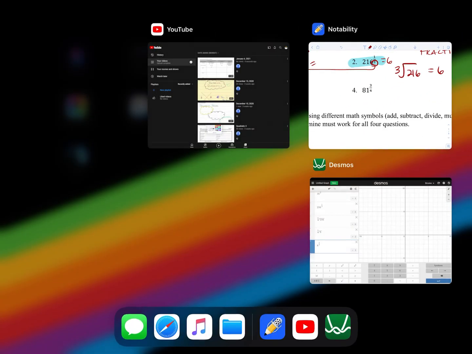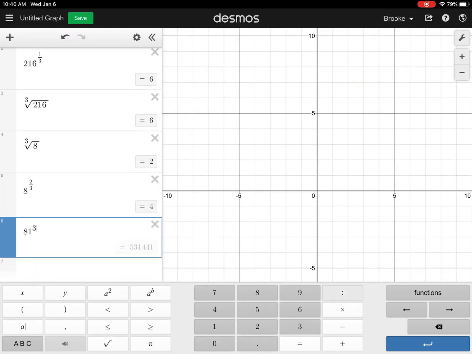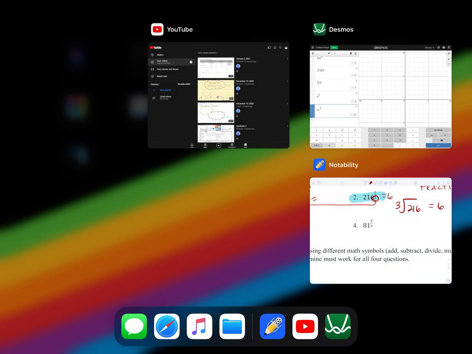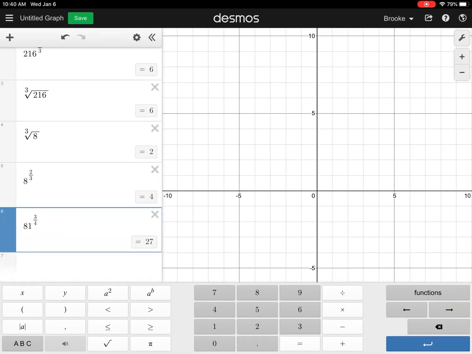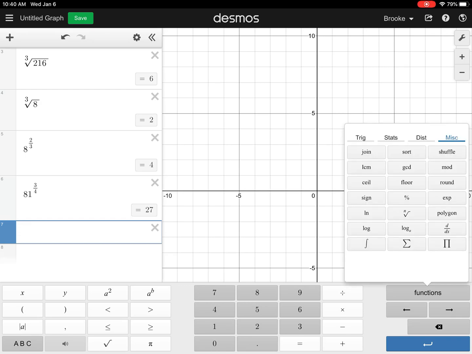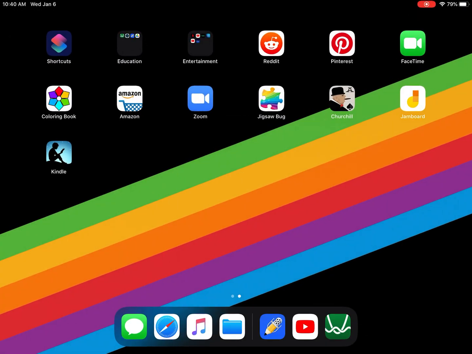So let's first do 81 to the 3/4. 81 to the 3/4 power is 27. So my goal here is to get 27. So the first thing I'm going to do is use what I know, which is I'm going to take the 4th root of 81. The 4th root of 81 is 3.